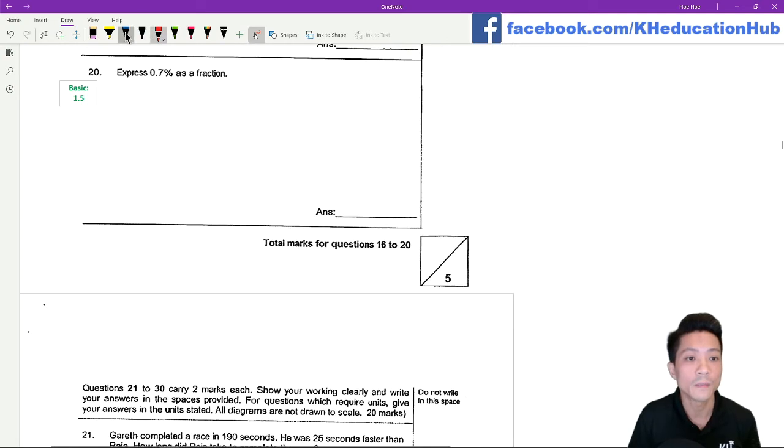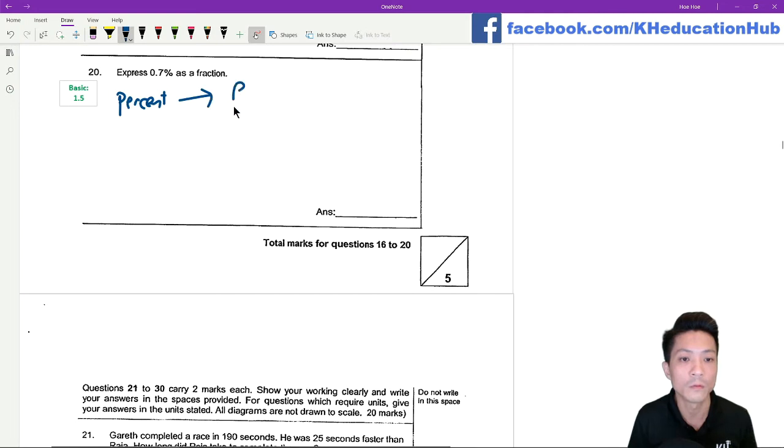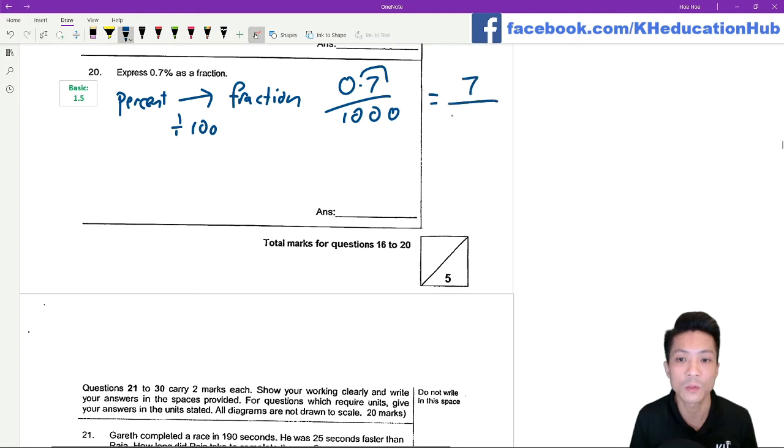Question 20. Express 0.7% as a fraction. Okay, if you want to change percentage to fraction, you have to divide it by 100. Now if you do your jumping bean, add a 0, right, it's gonna be equal to 7 over 1000.